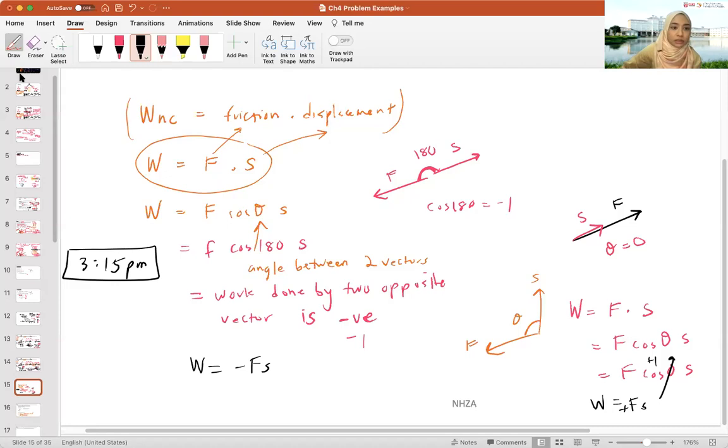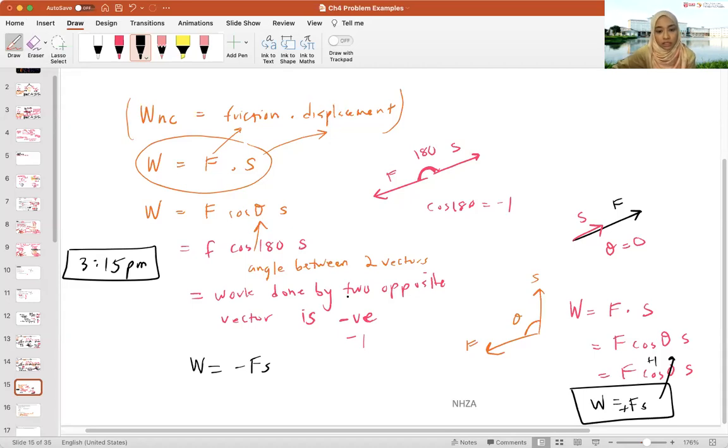I didn't talk about work by non-conservative force. So a non-conservative force will lose energy from the system, so it will always be negative on the initial side. There is no instance where it becomes positive on the initial side. This is an example for ordinary work done, where the force is not friction.